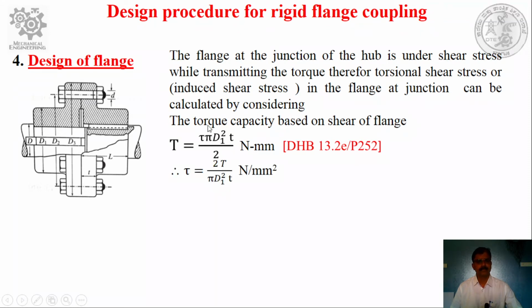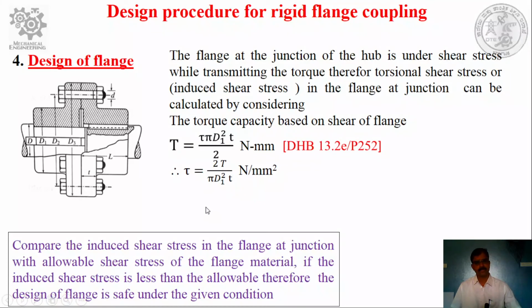Here from the above equation we are going to extract the individual shear stress. Tau is equal to 2 into T divided by pi into d1 square into t in Newton per millimeter square. Comparing the individual shear stress in the flange junction with allowable shear stress of the flange material, if the individual shear stress is less than the allowable, therefore the design of flange is safe under the given condition.